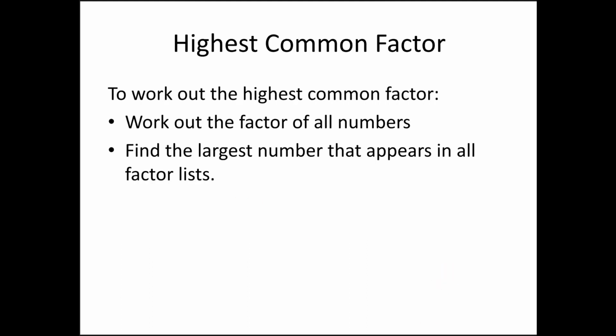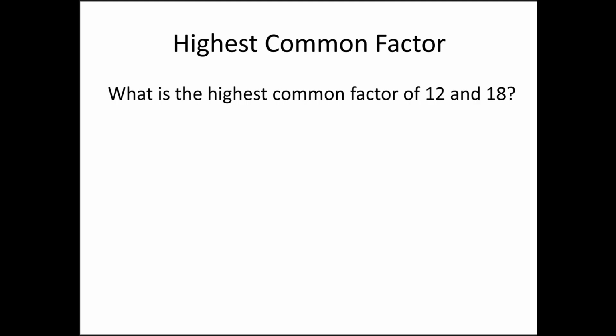To work out the highest common factor, you work out the factors of all the different numbers, then work out the largest number that appears in all the factors. Alternatively, and what I normally recommend, is you work out the factors of the biggest number and then see which number is the biggest one that also goes into the other number, rather than working out all the factors of both. So what is the highest common factor of 12 and 18?